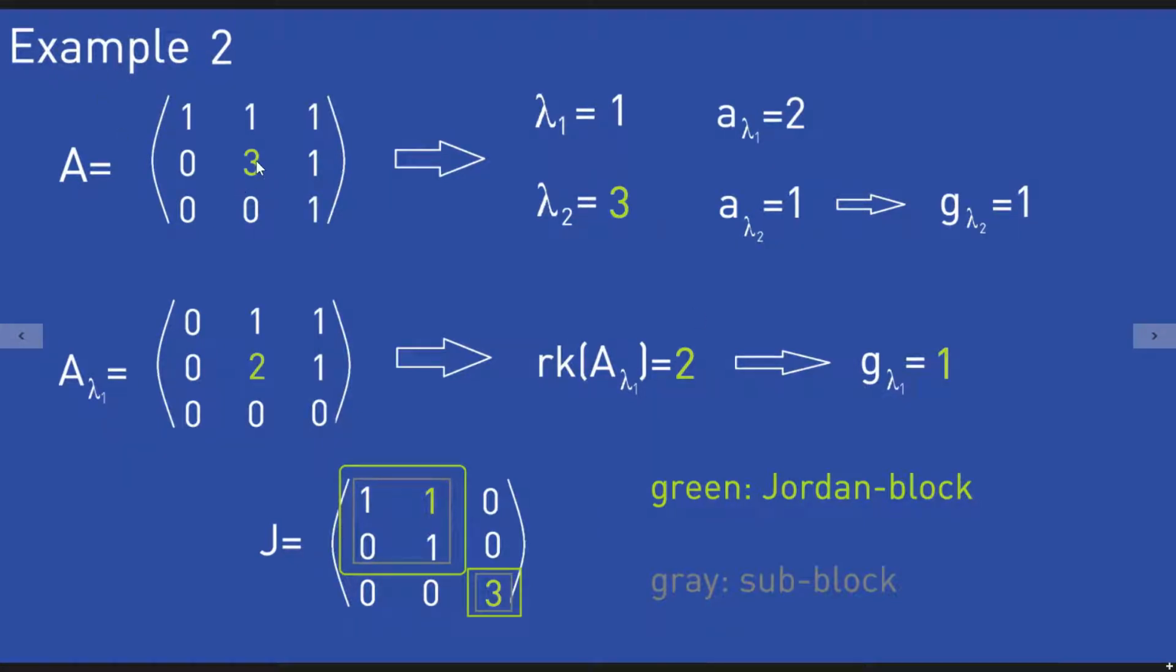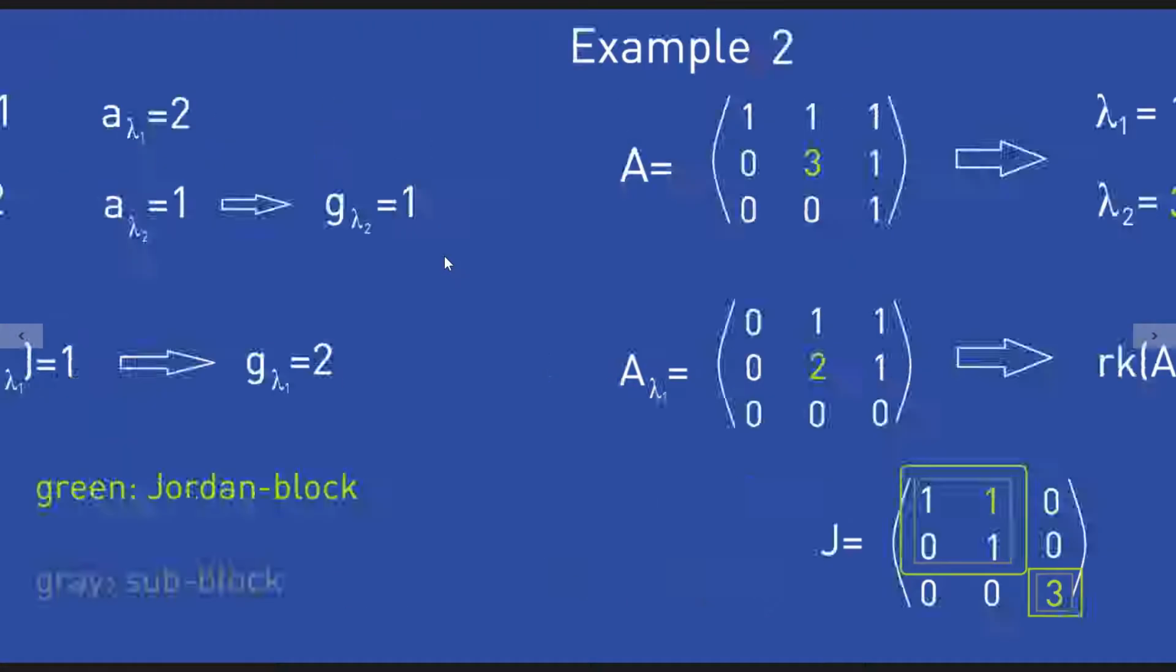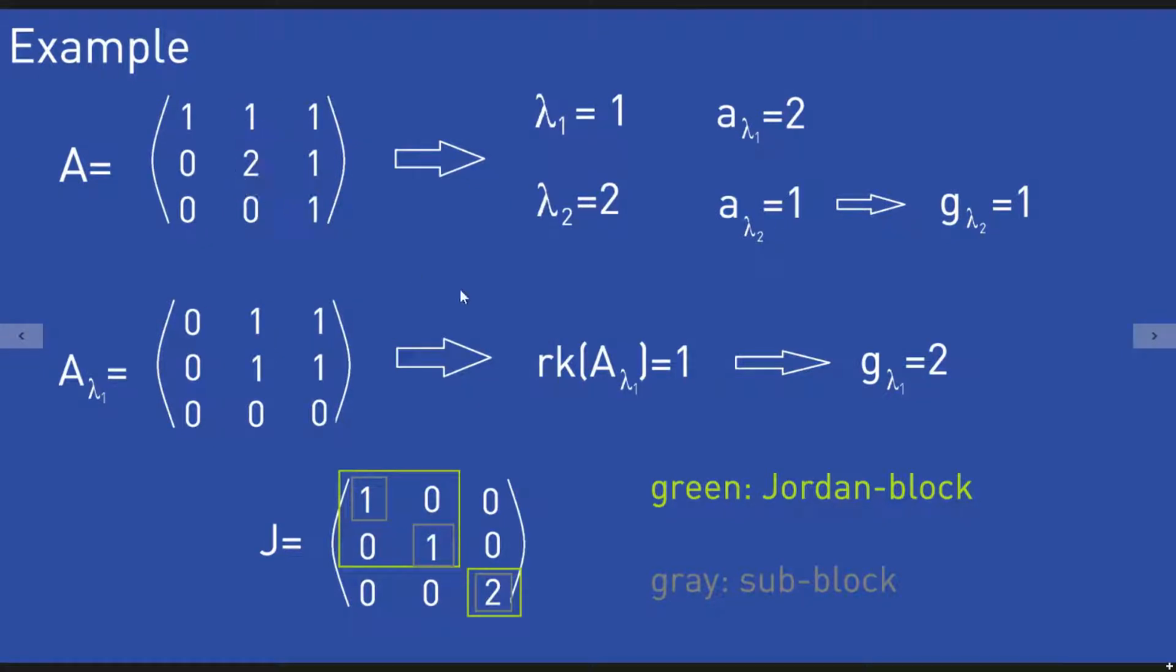So I have only changed this entry here. In the first example it was a 2. Here in our new example it is a 3 now. So the first eigenvalue is the same as before. Lambda 1 is equal to 1 and it's still 2 times on the diagonal. So the algebraic multiplicity is 2. The second eigenvalue changes. It's 3 now. And the algebraic multiplicity is still 1. And also the geometric multiplicity is 1.